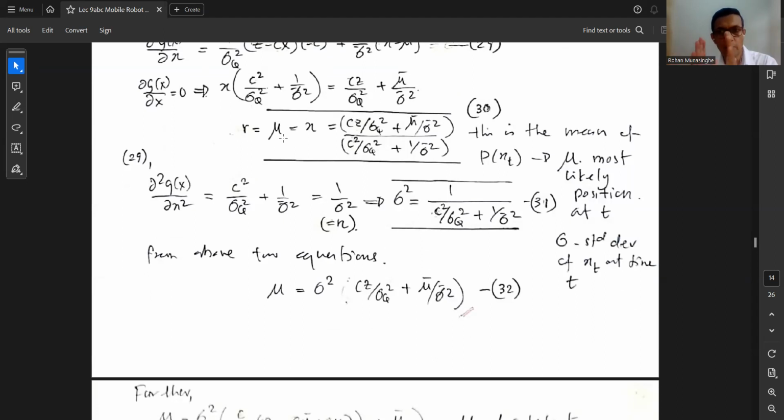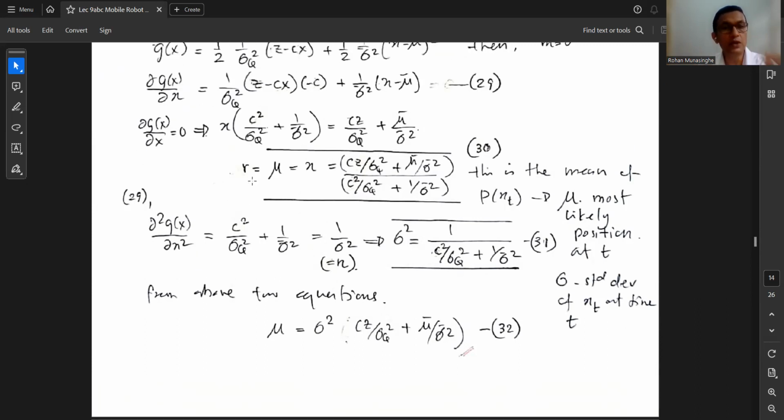Next, you want to find out what is my spread, okay? How confident am I with that mu? Where is my robot, right? It is some value, but there's a range. So I want to reduce this range as much as possible. That is, I want to find the standard deviation. For that, I differentiate this again with respect to x. Equation 29, you can see this one. Differentiate again with respect to x, then you will get this equation.